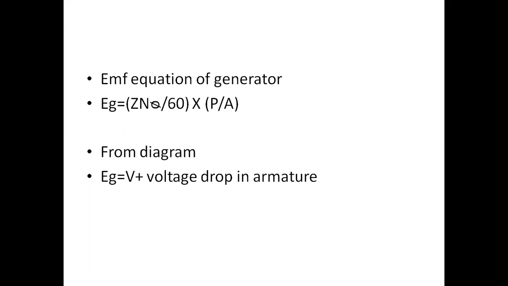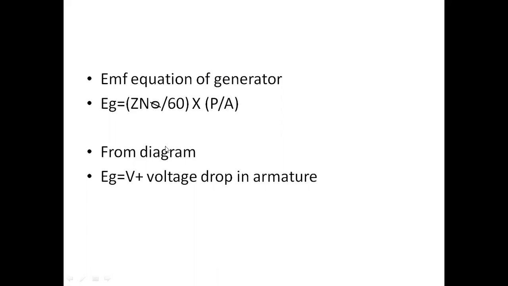One is the EMF equation of the generator: Eg equal to Z N phi divided by 60 into P by A, where Z is the number of conductors, N is the speed, phi is the flux, 60 is a constant, P is the number of poles, and A is the number of parallel paths. We cannot use this equation here because there is no information about the speed, the number of conductors, the number of poles and parallel paths. Then what can we use?